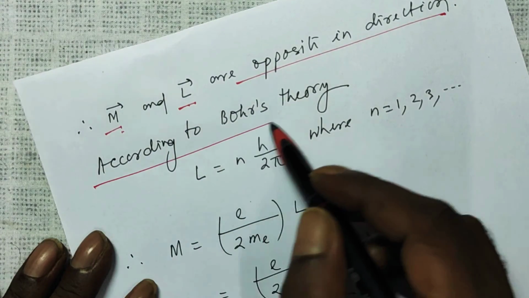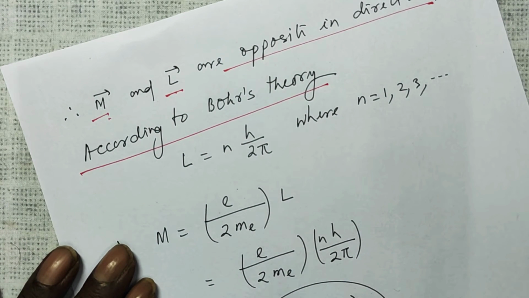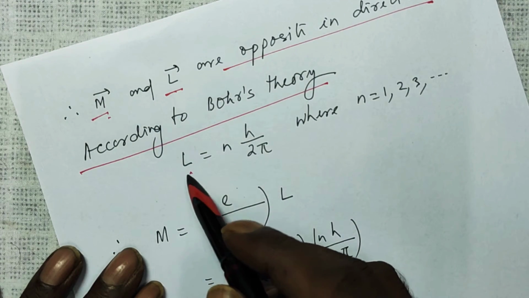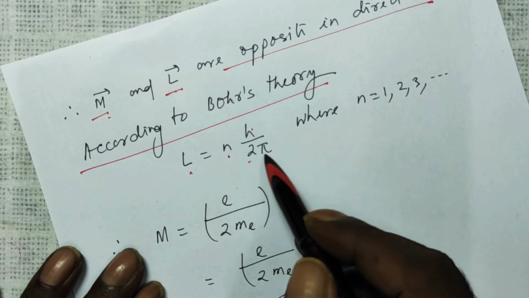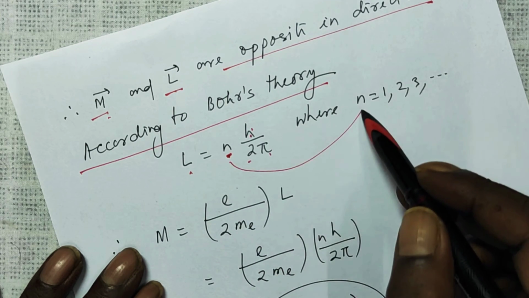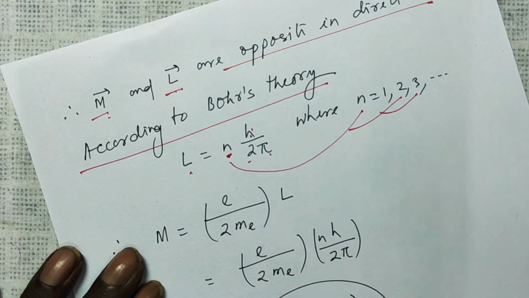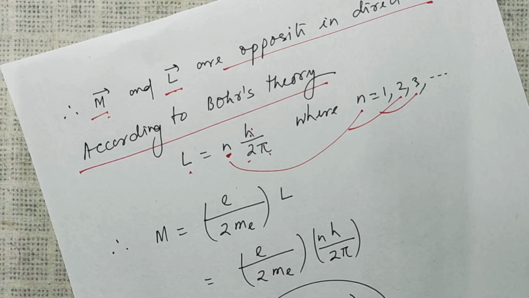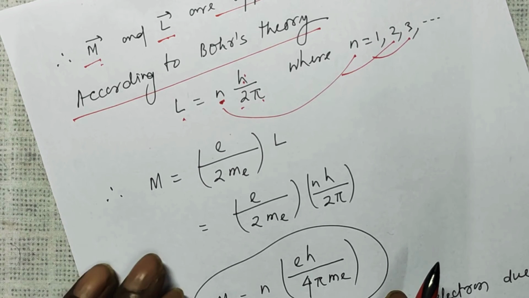Now, this is important. Bohr's theory. This you must have done in chemistry also. The angular momentum should be an integral multiple of h over 2 pi, where h is Planck's constant and n is an integer. n can be 1, n can be 2, n can be 3. This is what we did in chemistry.